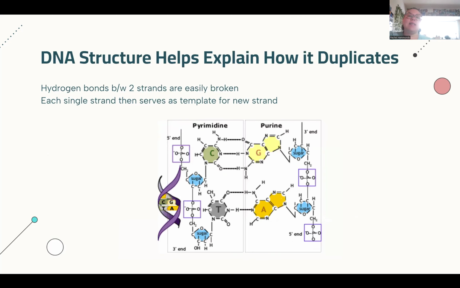DNA structure helps explain how it duplicates. Hydrogen bonds between the two strands are easily broken. So the hydrogen bonds here between the C and the G and the T and the A are easily snapped, easily broken. Each single strand then serves as a template for the new strand. As soon as they're done being replicated, they're just sewn back together. So there's like a little bubble that you are getting replicated in before it's sewn back together.